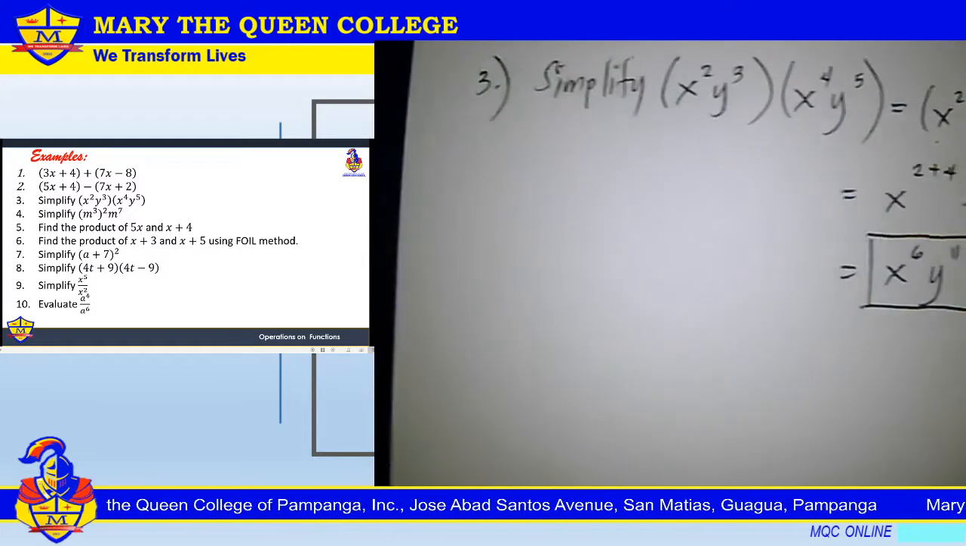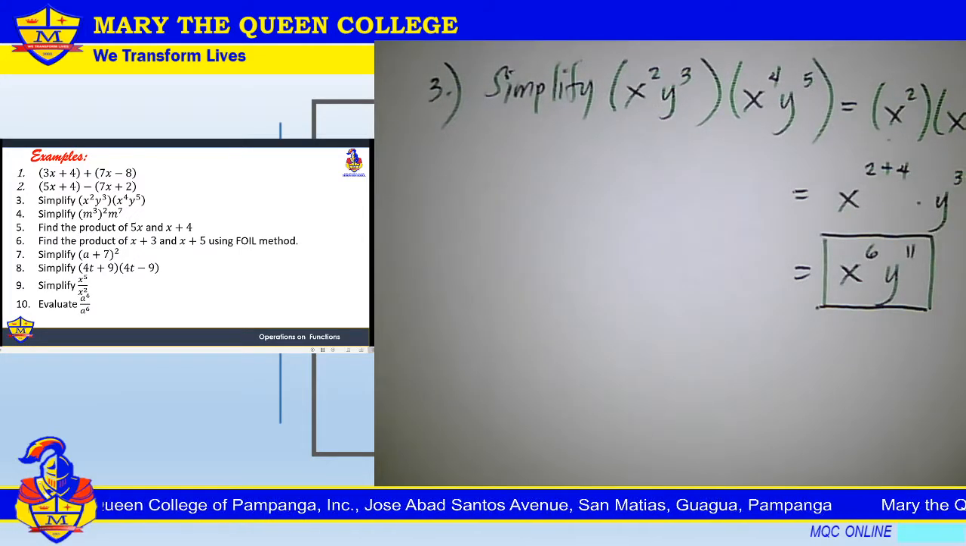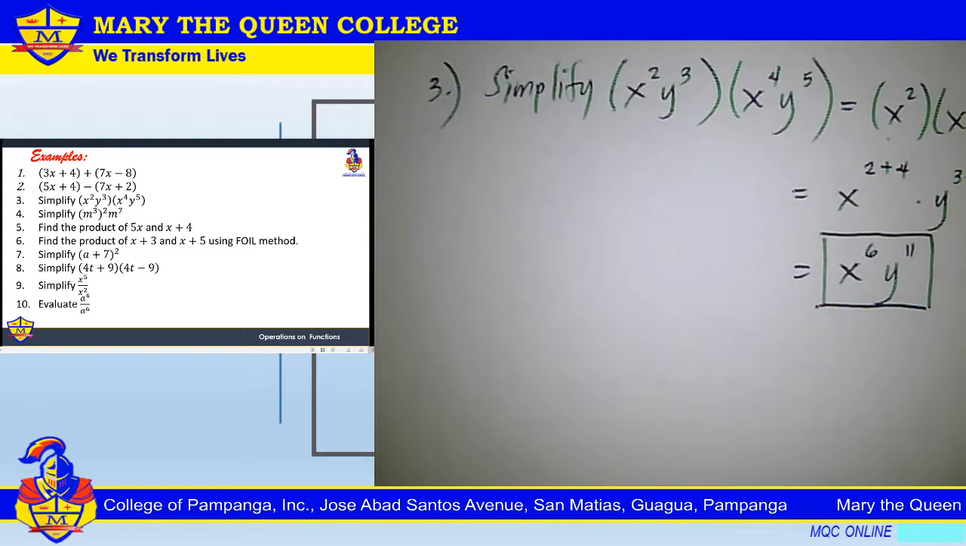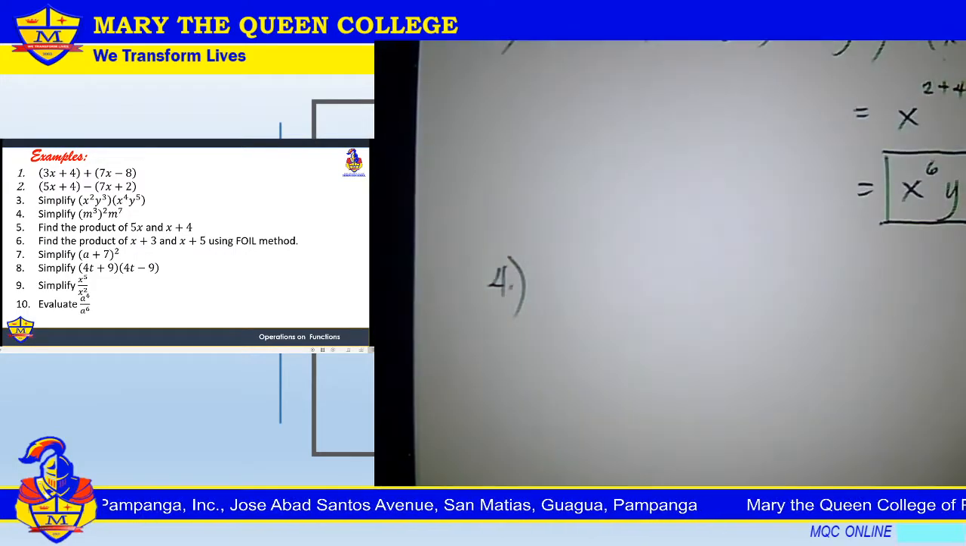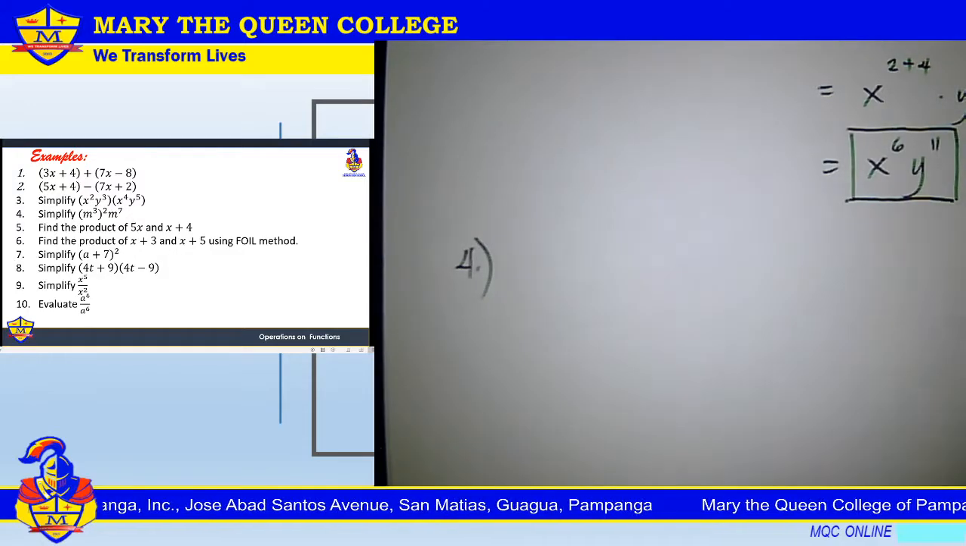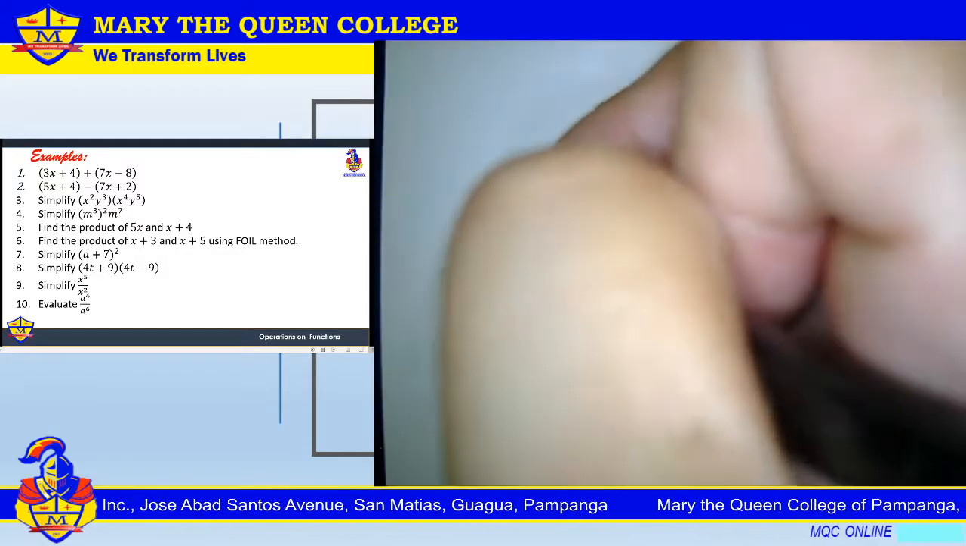Okay. Then next we have example number 4. So for number 4, we have simplify, sabi.